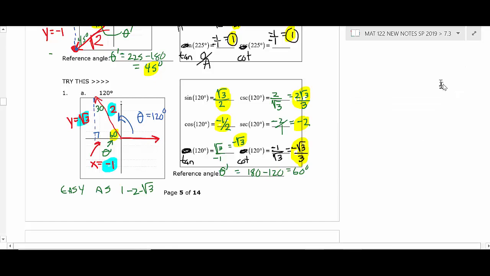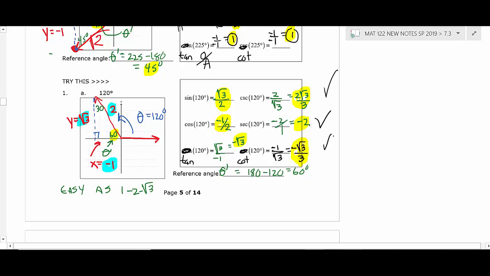Okay, let's check your answers and see if we're doing this okay. So you should have gotten square root of 3 over 2 and 2 root 3 over 3 for the sine and cosecant. I'll explain that in a minute. If you got the right answers, then you can close the video and you're good to go. Cosine, negative 1/2, secant, negative 2. Tangent, negative root 3. Cotangent, reciprocal, negative root 3 over 3.